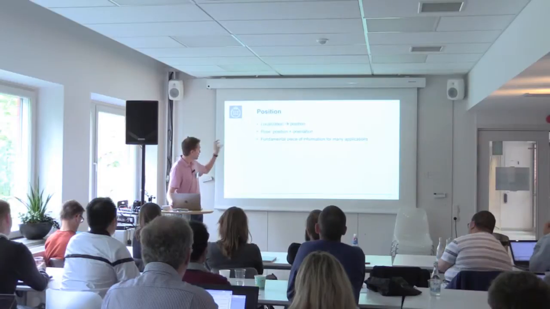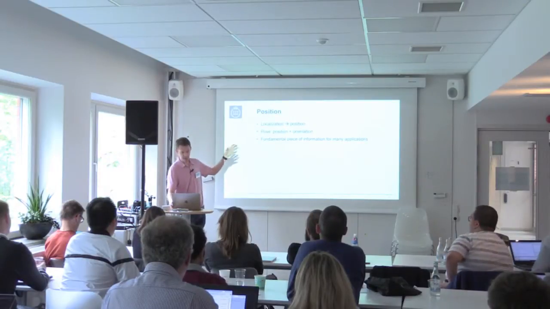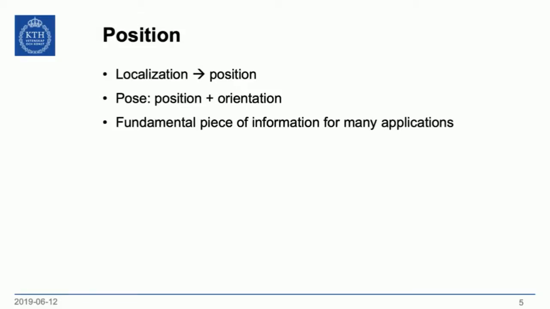A localization system is set up to give us the position. If we are a bit more picky, in most cases we actually want to know the full pose of something, the robot or the drone or our screwdriver or whatever it is we're trying to position. So we want to know the position and the orientation. When I say pose, I mean position and orientation. When I only say position, I probably mean pose anyway. So this is a really fundamental piece of information that many applications require.